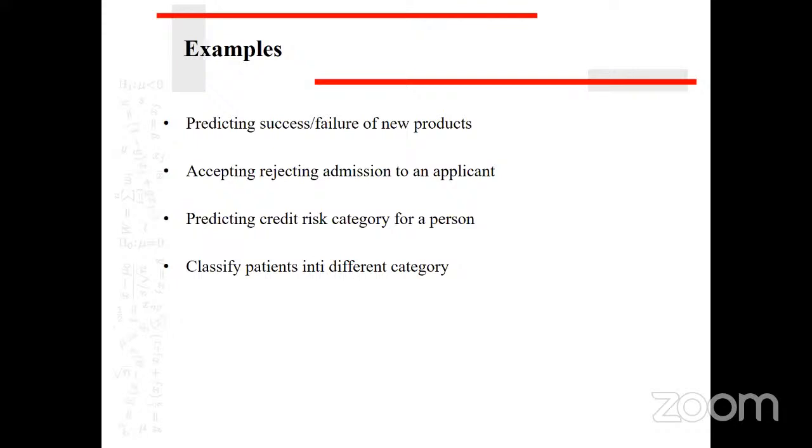Certain examples where we can use this are predicting success or failure of a new product depending upon the characteristics of that product, accepting or rejecting admission of an application, predicting credit risk category of a person. I told you, if you are applying for a loan, depending upon your existing CIBIL score, your existing number of loans, annual income, they decide whether you are in paying capacity or not. If you are in paying capacity, they will give you a loan. Otherwise, they will not give you a loan. Classify patients into different categories, like severe, more severe, like that.